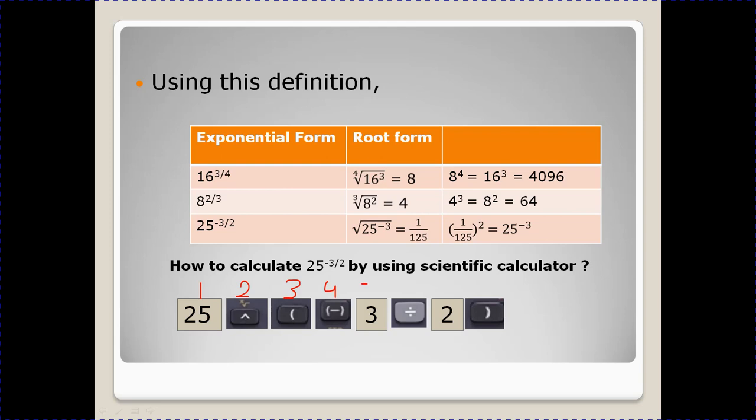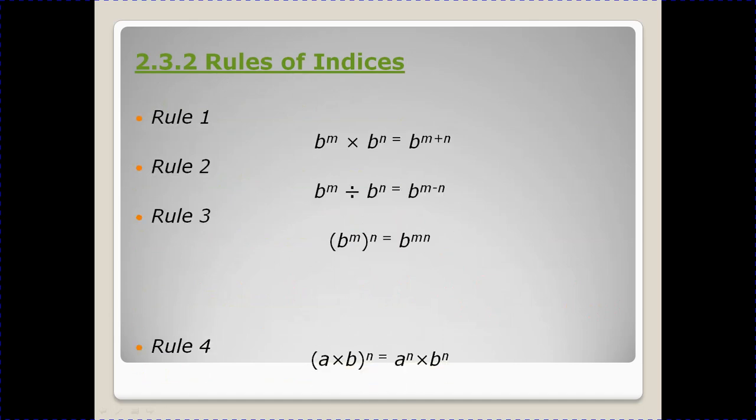Type 3, then divide, type 2, and then close the bracket. Then type equal. You will get 1/125, which is the same answer as 1/125. Okay. Now let's go to some rules of indices.